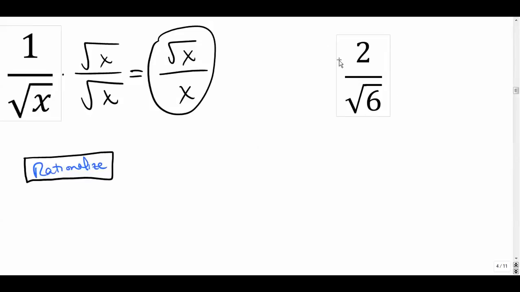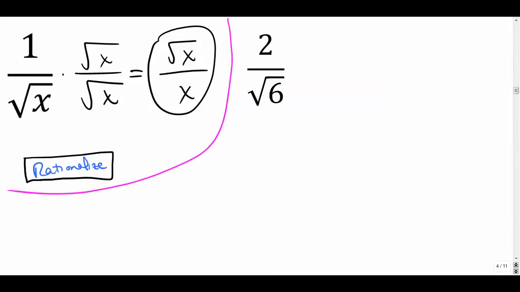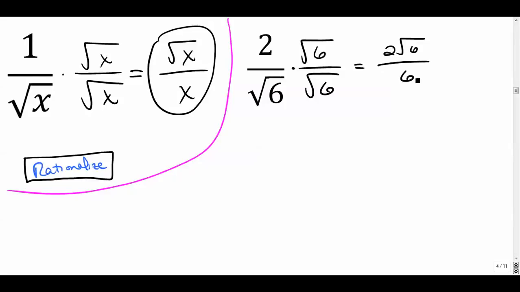All right, let's try this one. We have 2 over the square root of 6. So let's rationalize that. Multiply top and bottom by the square root of 6. So we get 2 root 6 over 6, which is root 6 over 3. The 2 and the 6 simplify. All right, moving on.